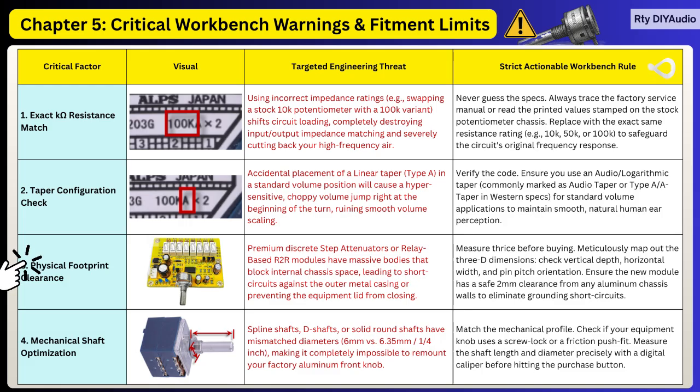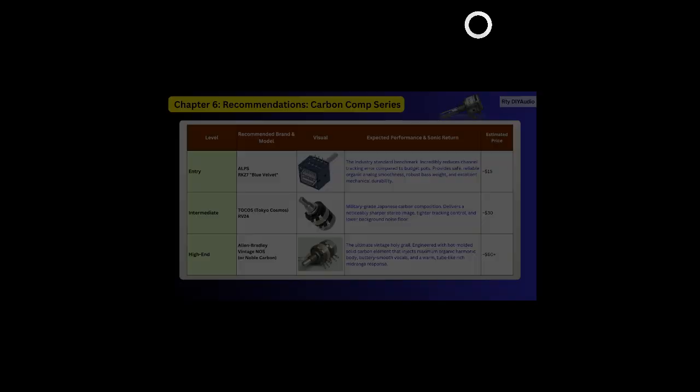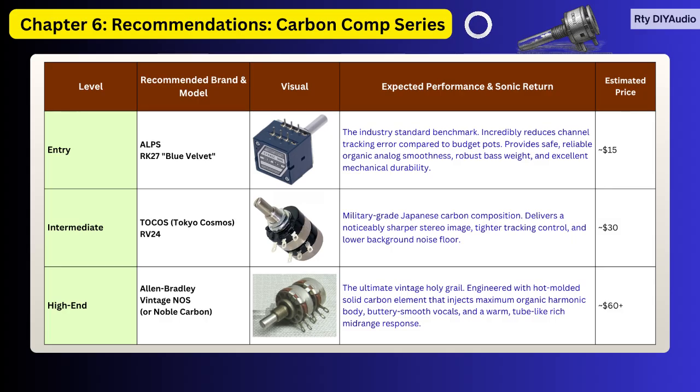Third, physical footprint clearance. Discrete step attenuators and R2R networks are massive. Measure your vertical depth to eliminate grounding short circuits against the chassis wall. And fourth, mechanical shaft optimization. Check your shaft diameter, 6mm versus 1/4 inch, to guarantee your factory front knob remounts perfectly. Measure thrice, solder once. Moving into Chapter 6, our prescriptive recommendations for the Carbon Comp series. If you desire organic analog smoothness, this is your map.